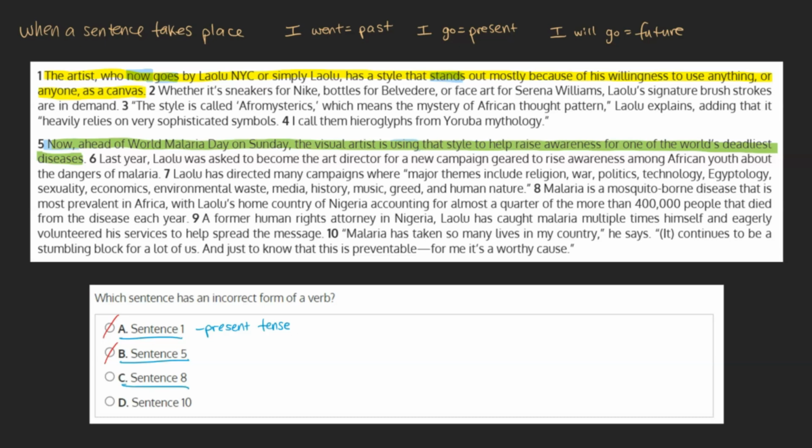C. Sentence 8. Malaria is a mosquito-borne disease that is most prevalent in Africa, with Laulu's home country of Nigeria accounting for almost a quarter of the more than 400,000 people that died from the disease each year. Because the sentence tells us that 400,000 people die each year, we can see that this situation is continuous. We're not just talking about one isolated past incident. Therefore, we use the base form of the verb, "die," to indicate this action is continuous.